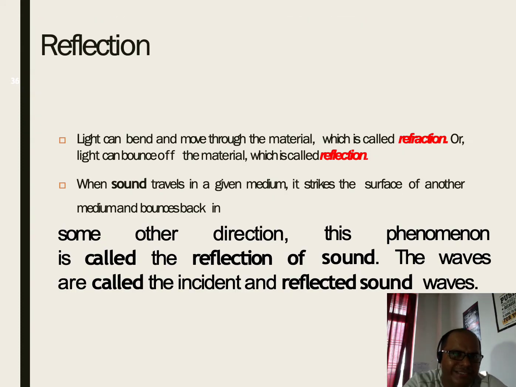Light can be bent and move through a material, which is called refraction, or light can bounce off the material, which is called reflection. When sound travels in a given medium, it strikes the surface of another medium and bounces back in some other direction. This phenomenon is called the reflection of sound. The waves are called the incident and the reflected sound waves.